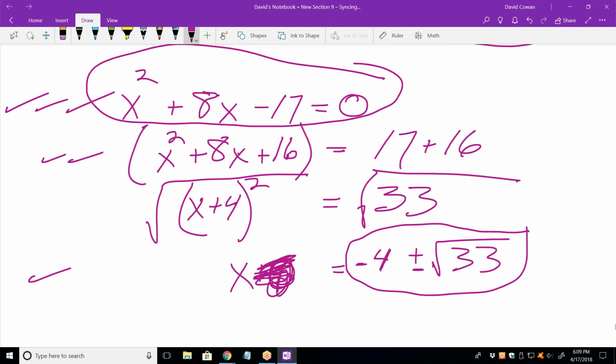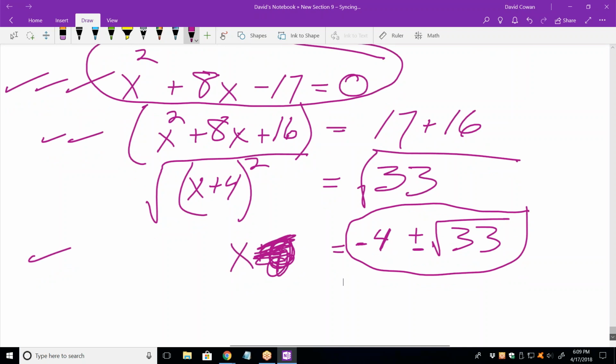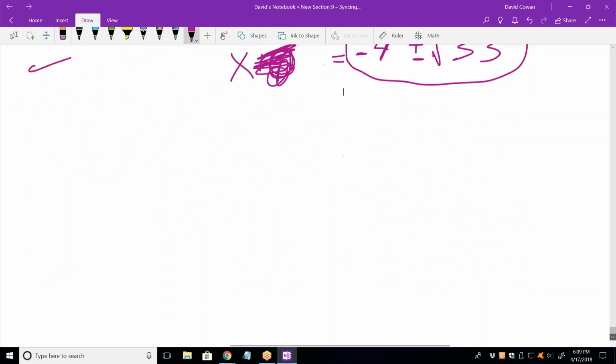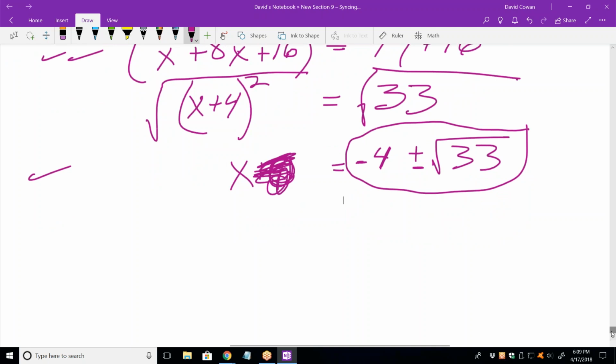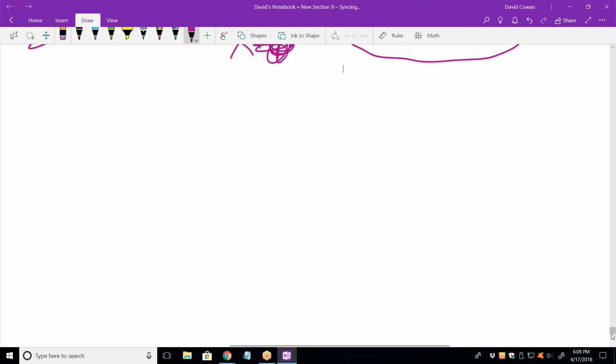Okay. All right. Let's do one more, and this time I want you to do it. I've got an example one. Let's do x squared plus 5 equals 17. 5 or 5x? Just 5.